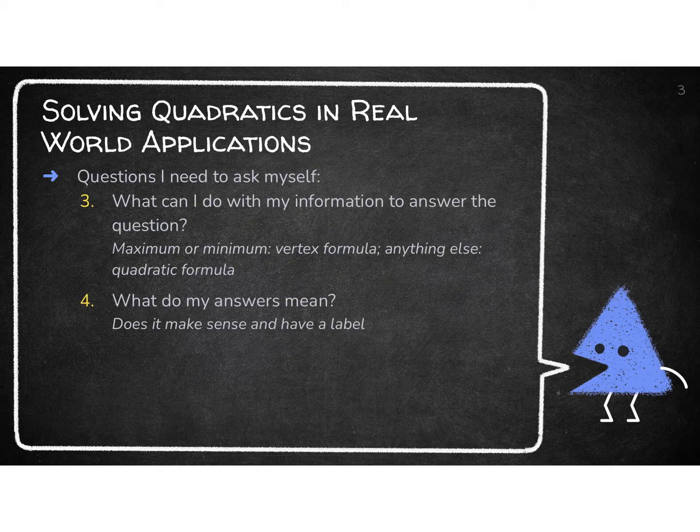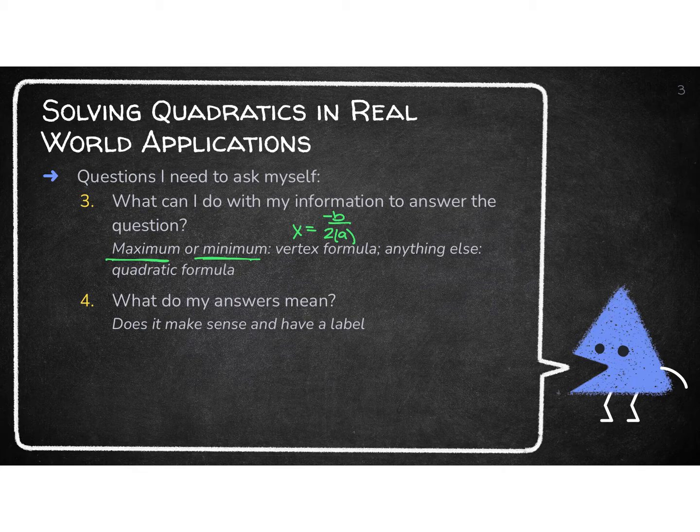Here's where I'm going to show you how to determine which equation you're going to use. It's really, really important you know that if you see the word maximum or minimum, that's your vertex formula. Okay, so maximum or minimum is vertex formula, which was x equals the opposite of b over 2 times a.